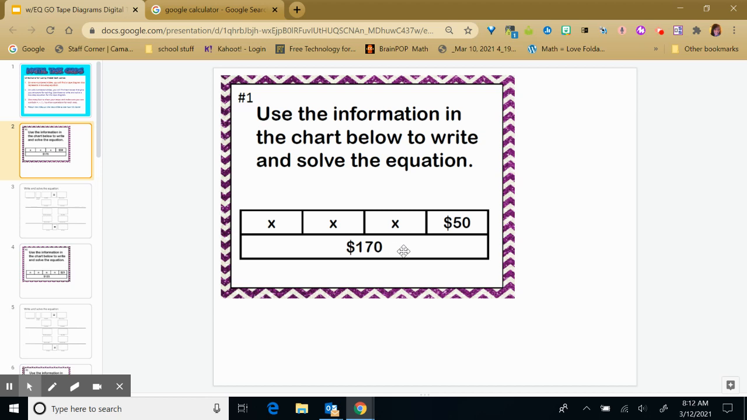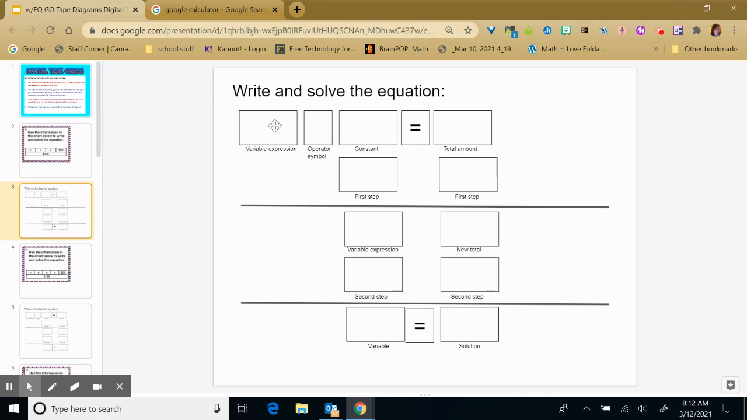So I need to write an equation that represents this tape diagram. First thing I'm going to do is count how many variables I have. I have 1, 2, 3 x's. So guess what I'm going to write for my variable expression? 3x plus 50 equals 170. I'm going to come over here, and it tells you what you need to be entering. It says variable expression, so I'm going to say 3x. Operator symbol would be a plus because that 50 was positive. And then 50 equals 170.